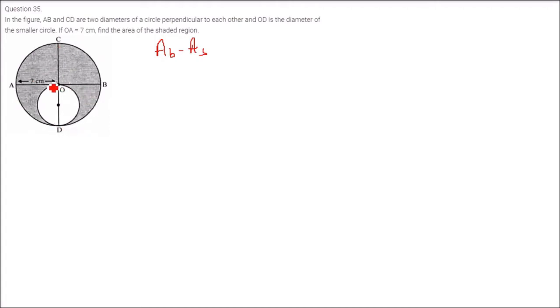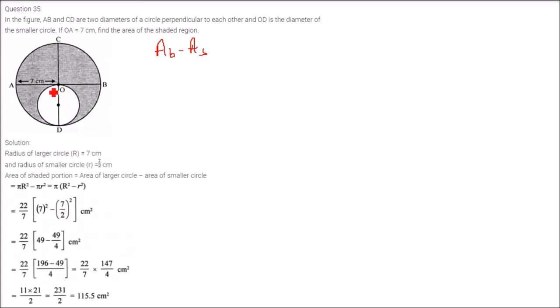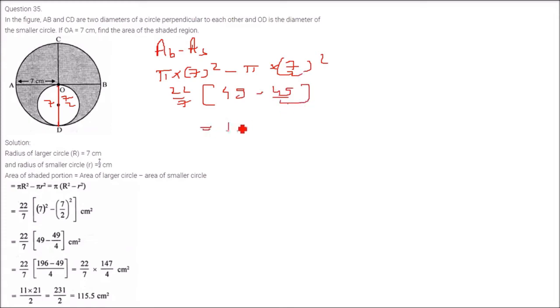So what is the area of the bigger circle? Because already it is given that this is 7 centimeter. If OA is 7 centimeter, so we have pi into r square. R is what? 7 square. Minus area of this smaller one. What is the area of the smaller one? This is 7. This is 7. So what is the radius of this circle? It will be 7 by 2. So it will be pi into 7 by 2 whole square. So what you have to do, 22 by 7, I am taking it out, 7 square minus 7 by 2 whole square. So this will be 7 square is 49, 7 square 49 by 4. And if you solve it, it is going to come as 115.5 centimeters square.